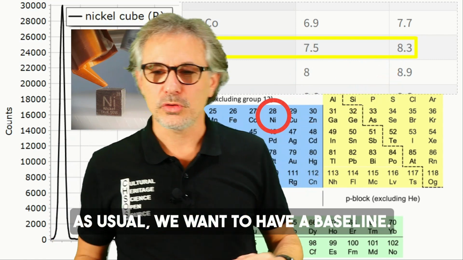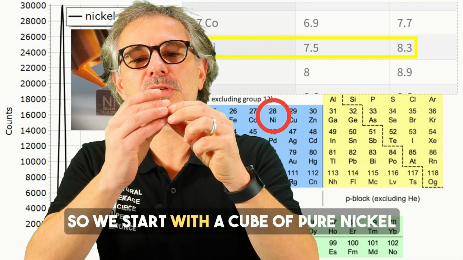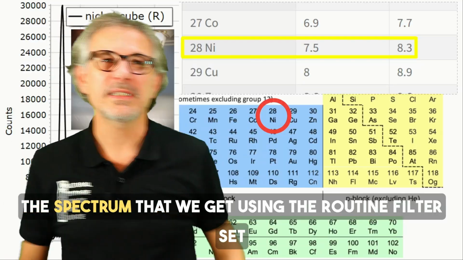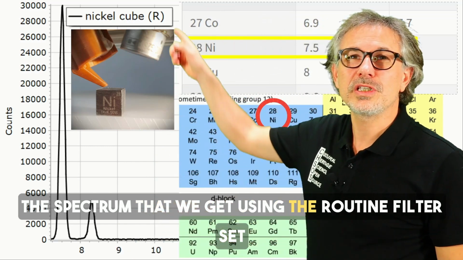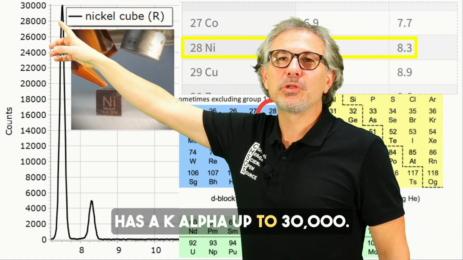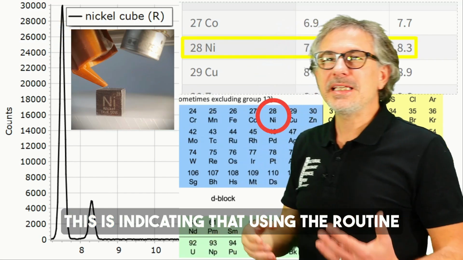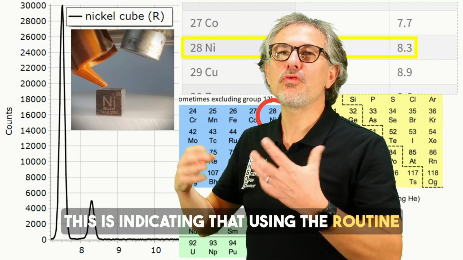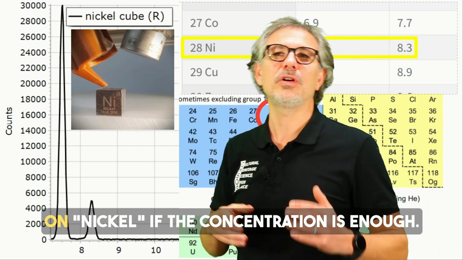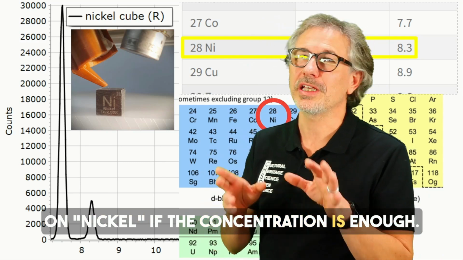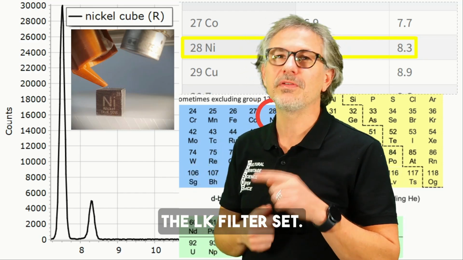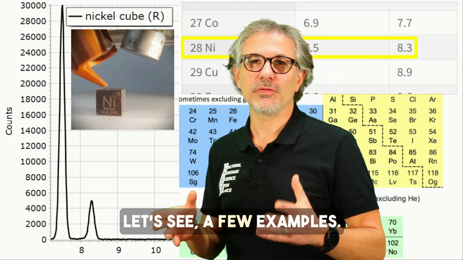As usual, we want to have a baseline, so we start with a cube of pure nickel. It's a metal. The spectrum that we get using the routine filter set has a K-alpha up to 30,000. This indicates that using the routine filter set we can identify pigments based on nickel if the concentration is enough. Otherwise, it's better to work with the low keV filter setup. Let's see a few examples.